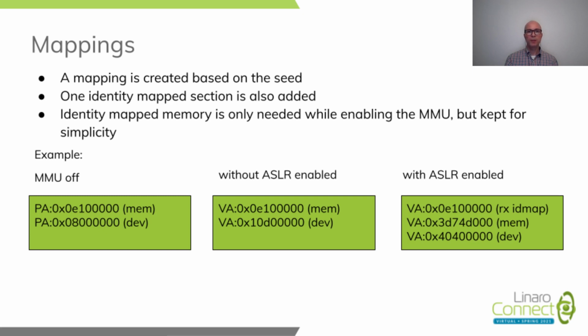The identity mapped address range is usually quite small, only 1 or 2 pages. In this example, you can see that without ASLR, we normally have 2 ranges for mappings. One for memory to execute the core from, and 1 range for devices. With ASLR enabled, we get 3 ranges. One for the identity map, which by definition is at the same address as the physical address. The other two ranges are kept next to each other, but anywhere in the virtual memory range.